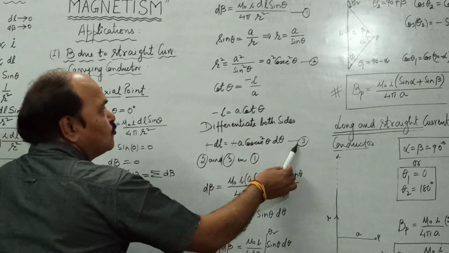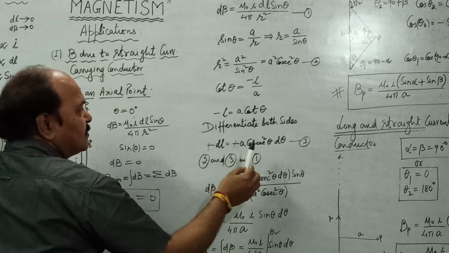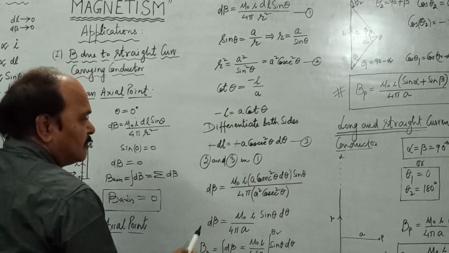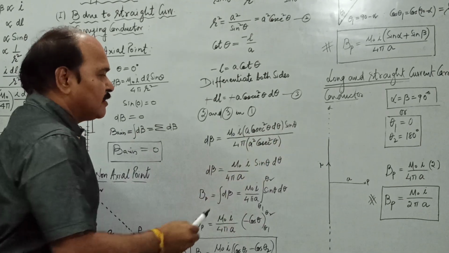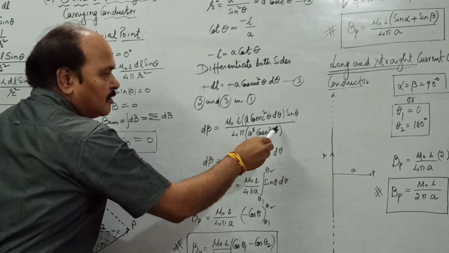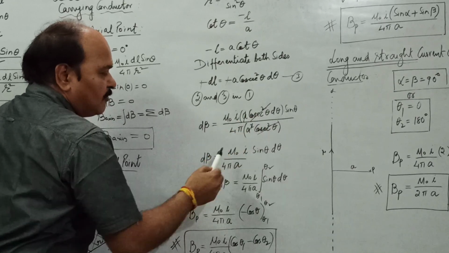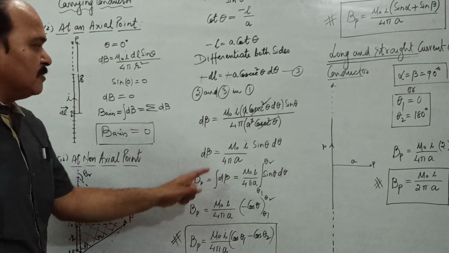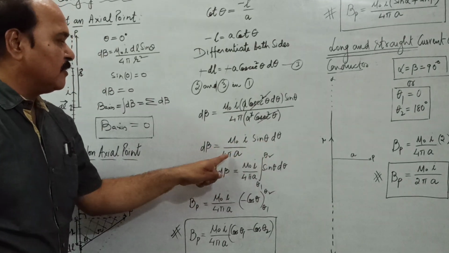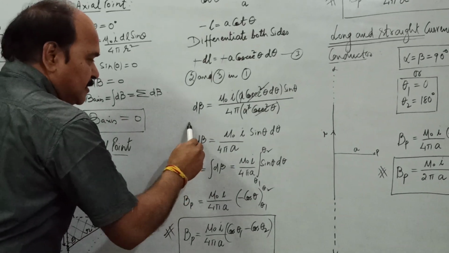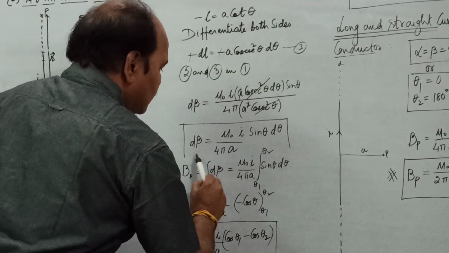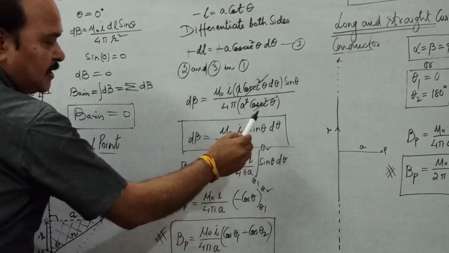Now let us substitute 2 and 3 in 1. If we substitute these two equations here, well, this is the value of dl, this is the value of r square, and you can see that a cancels out, cosec square theta cancels out, and what are we left with? We are left with dB is equal to mu naught I sin theta d theta upon 4 pi a. Now, in this expression there is just one variable, that is theta.